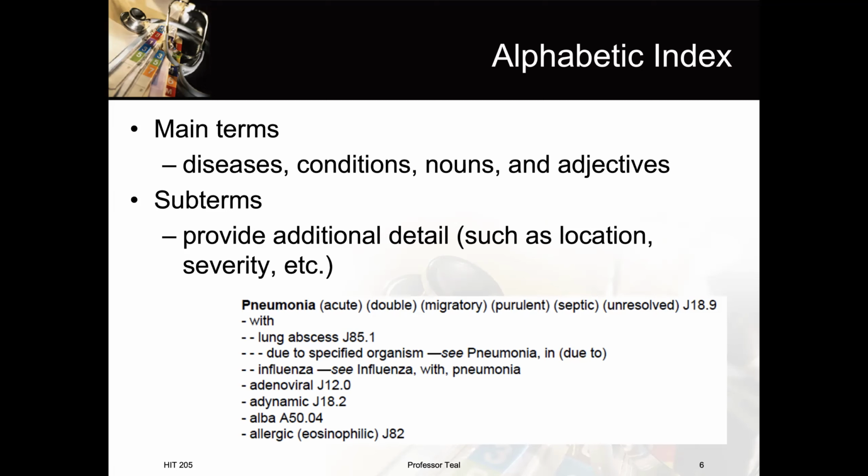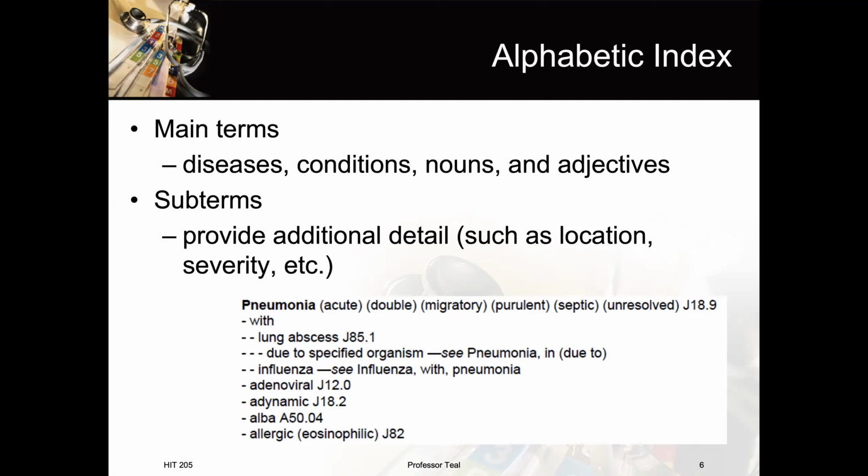And as coders, we always say, do not code from the alphabetic index. When you're coding in ICD-10-CM, you start in the index, always start in the index, then you go to the tabular list to complete your code. Start in the index, finish in the tabular list. Never code directly from the index because you're going to miss out on some of the instructional notes that are in the tabular list. And we're going to talk about that as well.